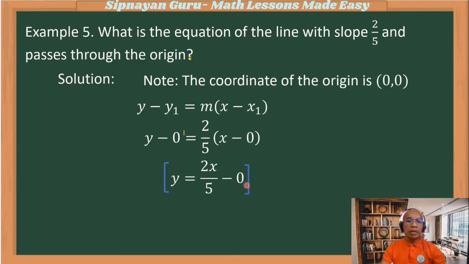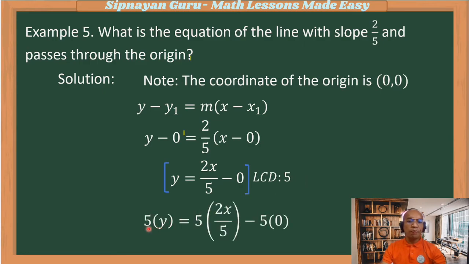Get rid of the denominator by multiplying the whole equation by the LCD, which is 5. So 5 times y is equal to 5 times 2x/5 minus 5 times 0. 5 times y is 5y is equal to, so cancel this out. So what is left is 2x. Then minus 5 times 0, which is 0.